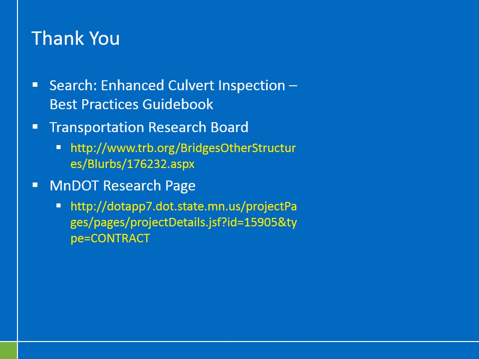Enhanced inspection technologies are valuable tools for an organization as you implement a statewide culvert inspection program. So to learn more, I encourage you to search out the Enhanced Culvert Inspection Best Practices Guidebook, which was published in June 2017. So there's a few ways you can find this. You can search Enhanced Culvert Inspection Best Practices Guidebook in a web browser, and it'll be one of the top search choices. You can go to the Transportation Research Board website, and you can go to this link here that I'm listing. You can also go to the MnDOT research page and the web link I'm showing here as well.